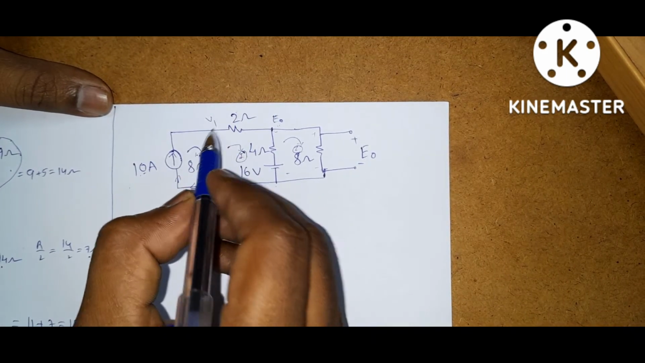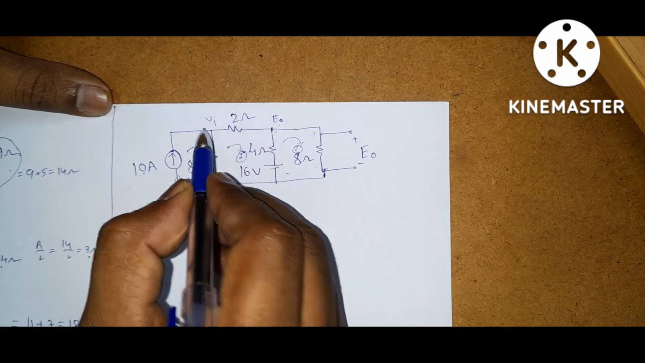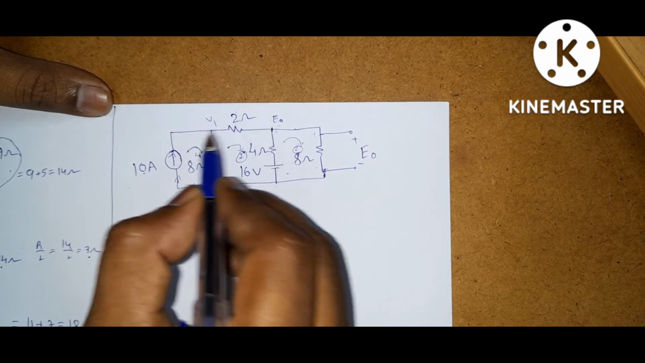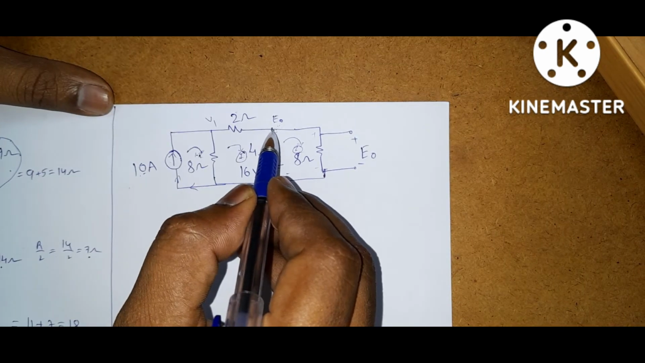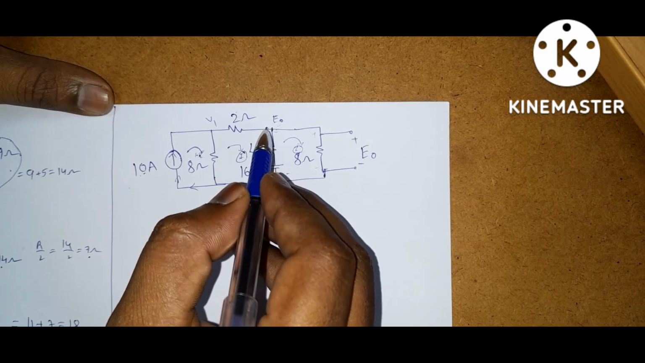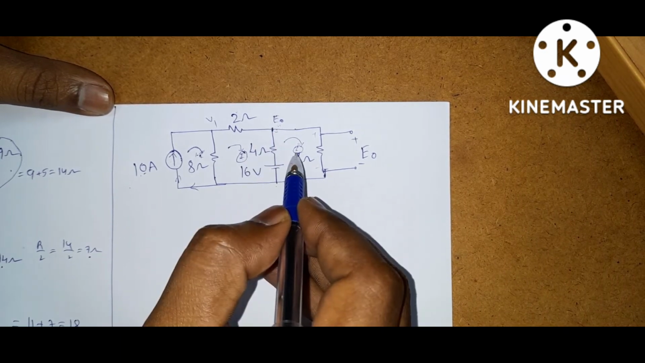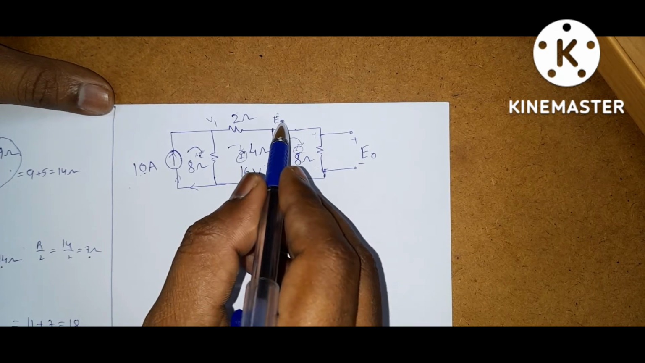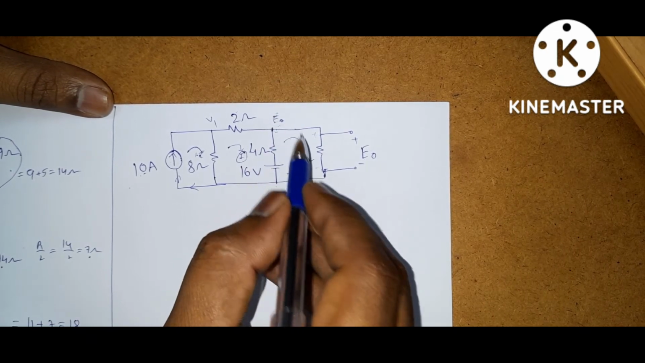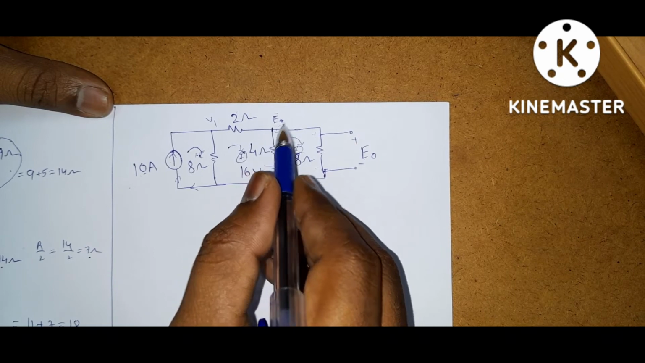So you need to apply... Here we have two nodes, so you need to write two nodal equations, then solve these two equations, and you will get E naught directly. From mesh analysis, here one step is decreased. No need to calculate E naught by using Ohm's law because we get it directly.